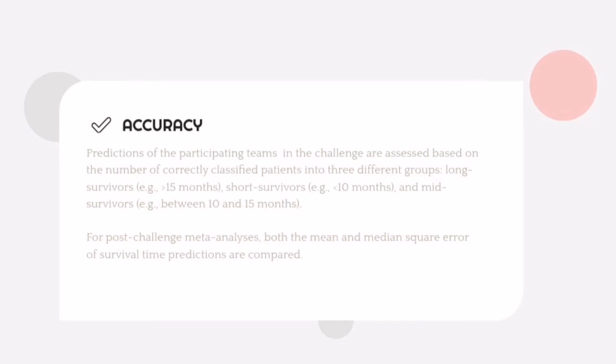Predictions of participants in the challenge are assessed based on the number of correctly classified patients into 3 different groups: long survivors, short survivors, and mid survivors. But for post-challenge meta-analysis, both the mean and median square error of survival time predictions are compared.